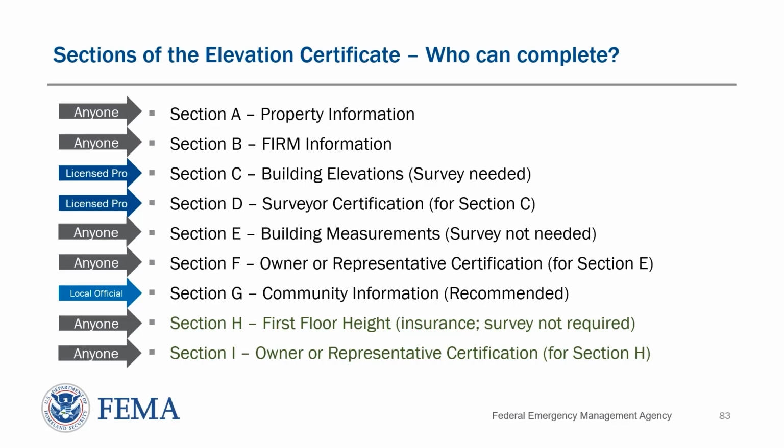Section A and B are property information and for firm information. Anyone can complete these two sections, and they're always needed in every case. Section C and D require a licensed professional to complete those surveyed elevations. Anyone can complete Section E, including the property owner, and they'll certify in Section F. Section G is reserved only for the community official to use. And finally, Section H and I can be filled out by anyone, and it's only used for insurance purposes.